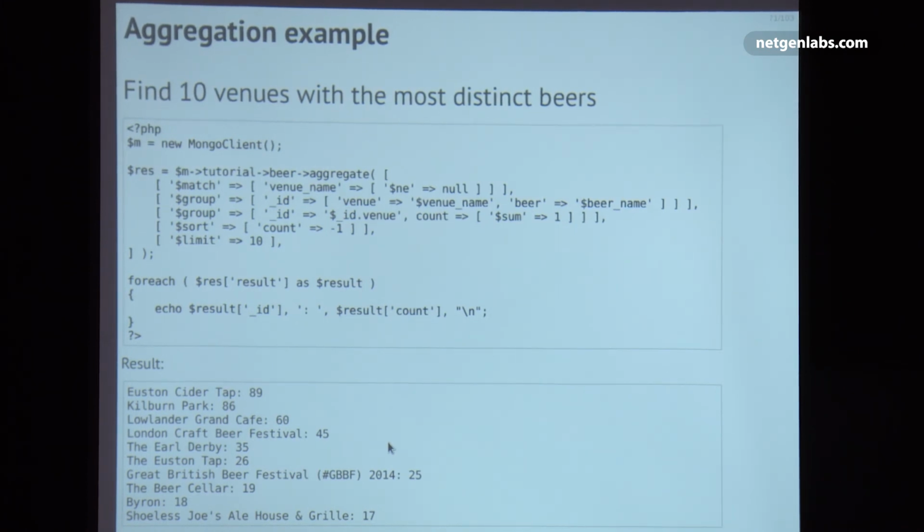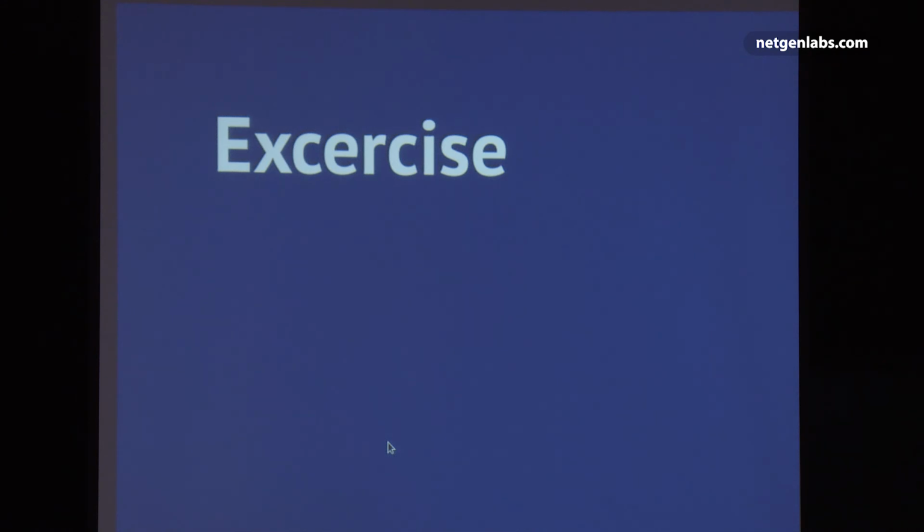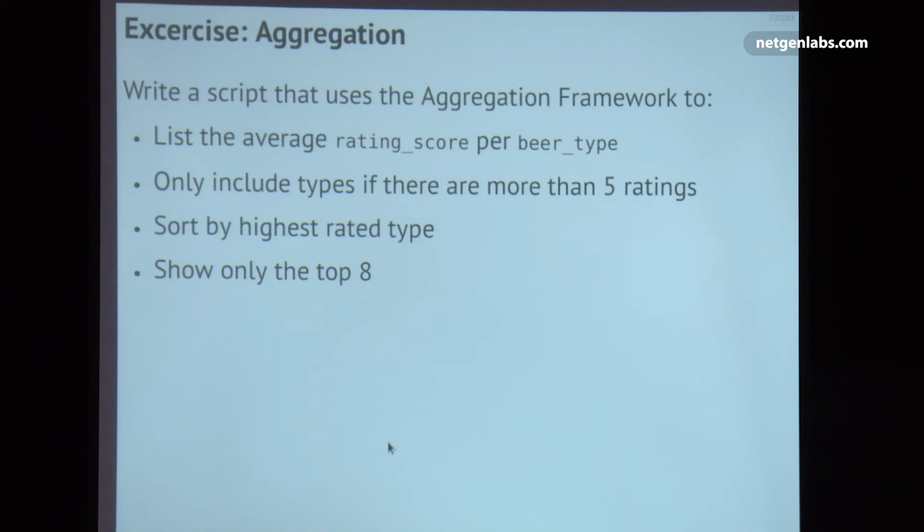All right, I know there's a lot of things to explain, and now it is time for you to run some queries. The first thing I'd like you to do is, with the collection that you already have with all the beers, write a script that uses the aggregation framework to list the average rating score per beer type.